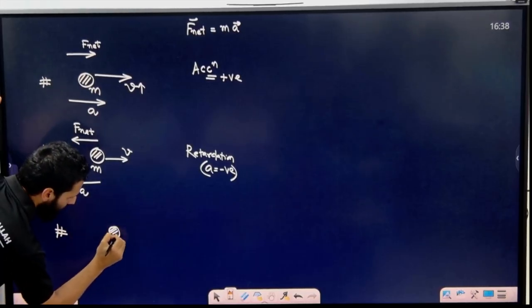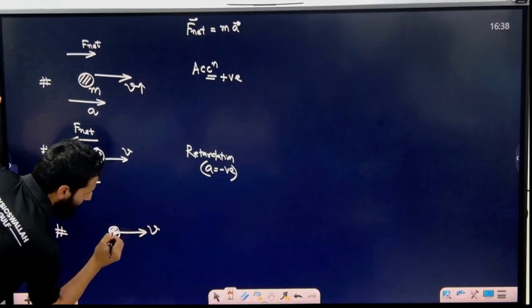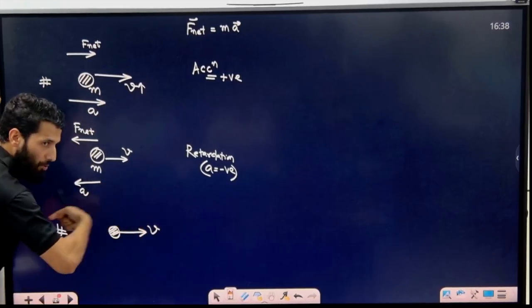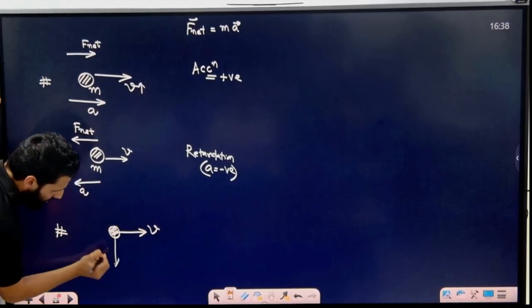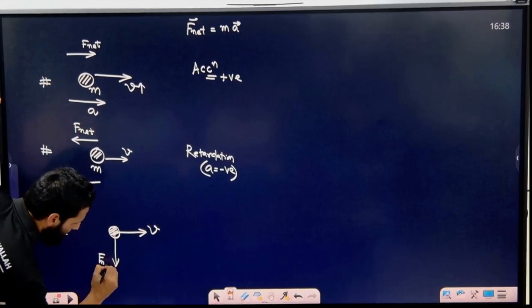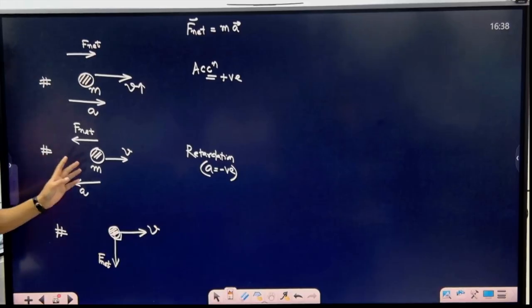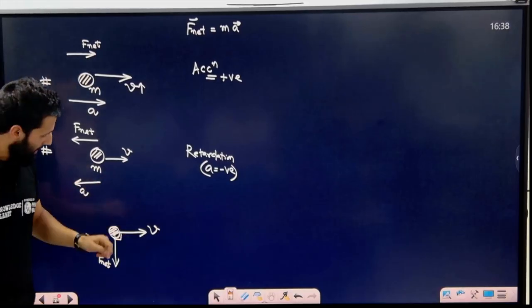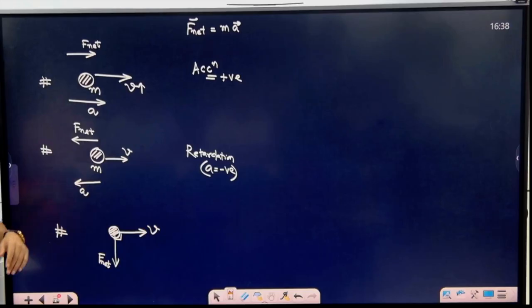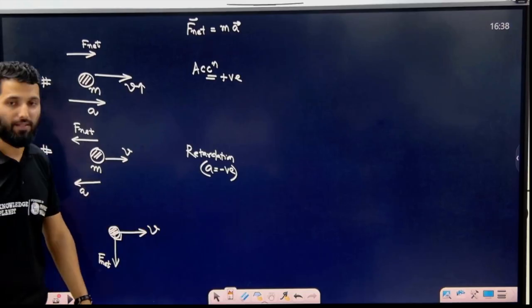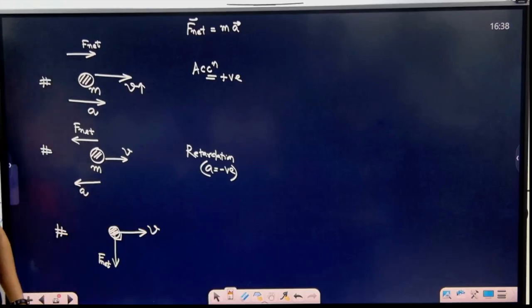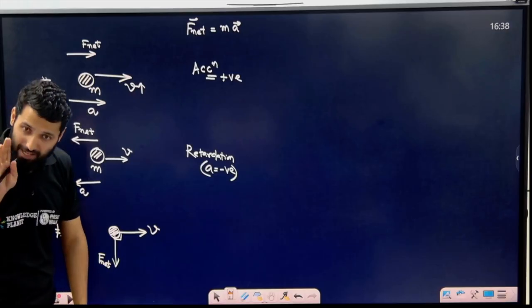Now look here. I have an object. It's moving with some velocity v. I apply a force not in the direction, not in the opposite direction. I apply the net force perpendicular to the direction of velocity. Can anyone tell me, will the speed increase or decrease, or remain the same? It remains the same. What will change? Direction. Velocity will change. Speed will remain constant.